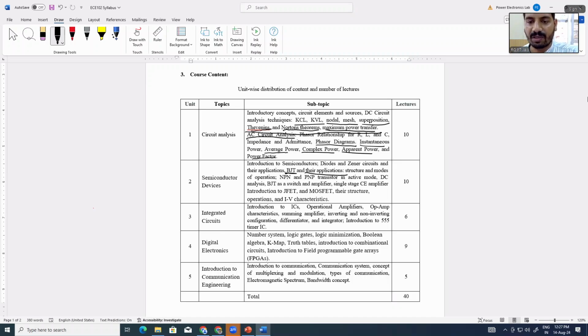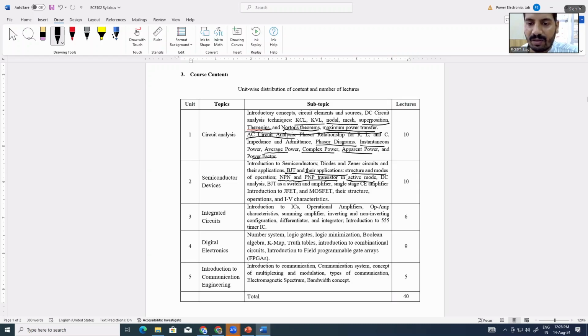Then different types of structures, different modes of operation and their applications you will study in BJT. There are mainly two types of BJT, NPN and PNP, because BJT is a three-terminal device. N means N-type semiconductor, P means P-type semiconductor. You have to study these two types of BJT, and there are different modes: active mode, saturation mode, cutoff mode, that you will study during the course.